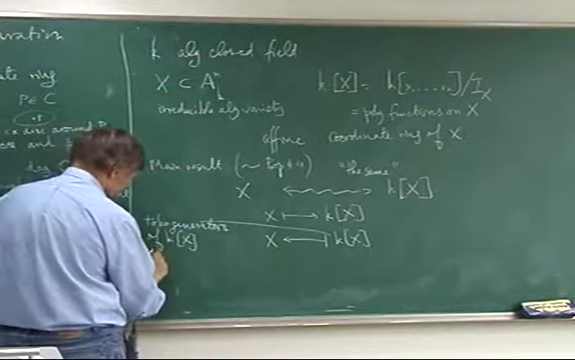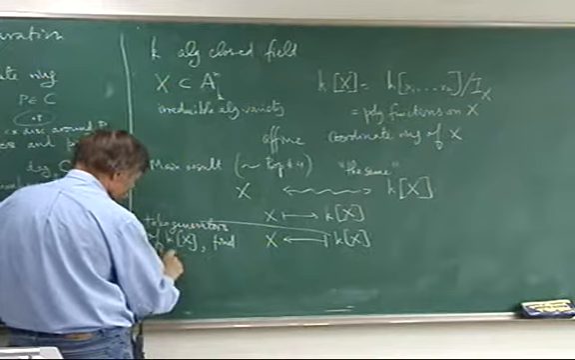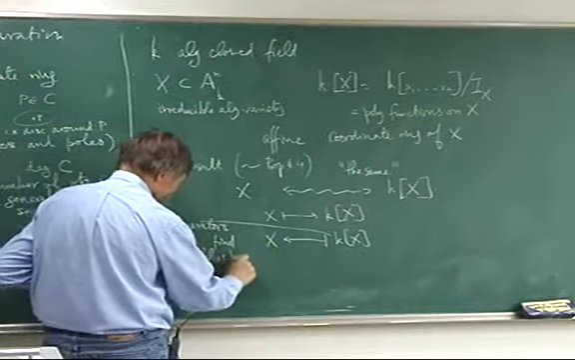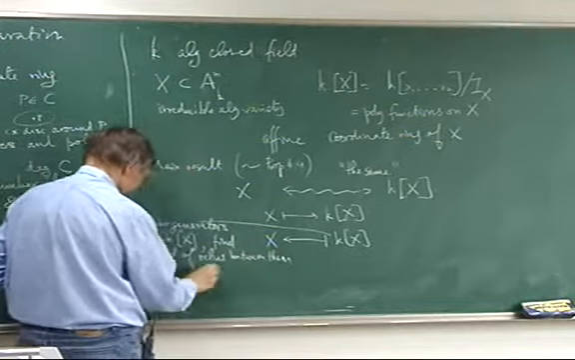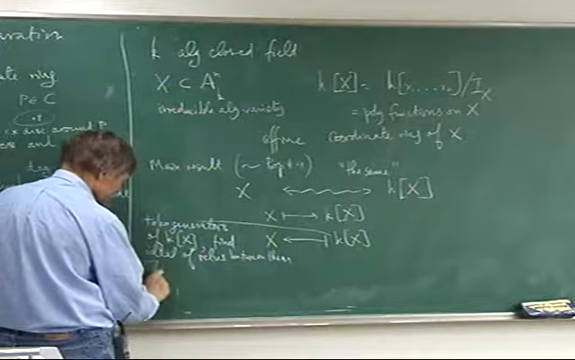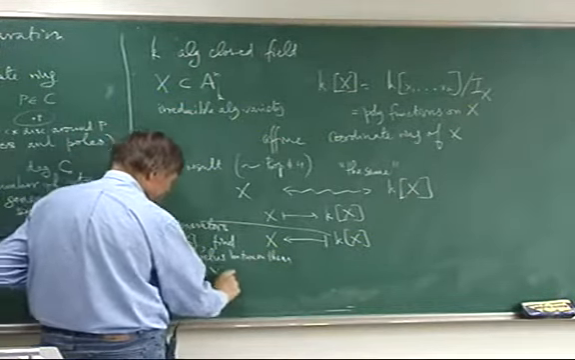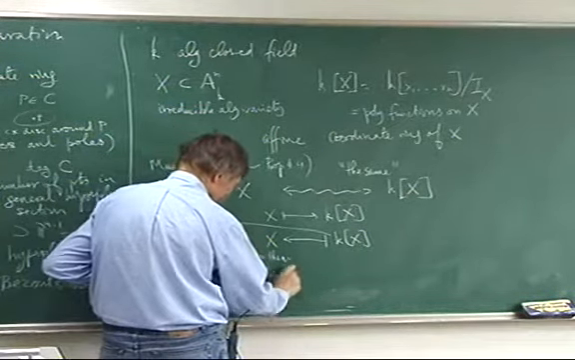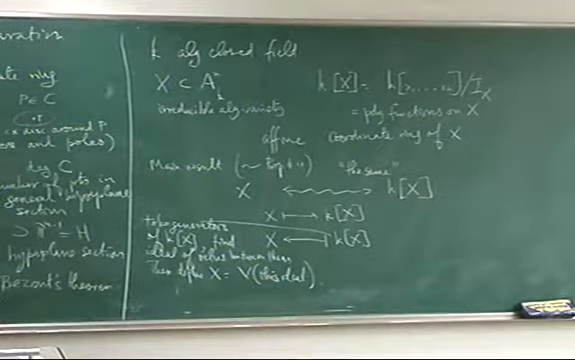And then find the ideal of relations between these generators, right? And then define X is V of this ideal. So I'm sort of reminding you in rough terms of what I do.